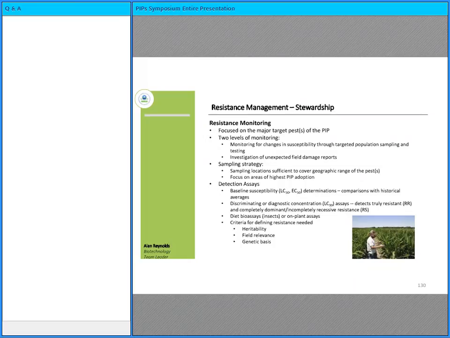Okay, so now I'm going to turn to the stewardship aspects of resistance management, the first of which is resistance monitoring. And our resistance monitoring efforts are focused on the major target pests of the PIP. And we've looked at two different levels of monitoring. The first is an attempt to monitor changes in susceptibility through targeted sampling and testing, in an attempt to see if there are shifts in susceptibility before they would rise to the level of field-level failure. The second aspect of that is to actually investigate when there is field damage, as that may be an early sign of resistance developing.